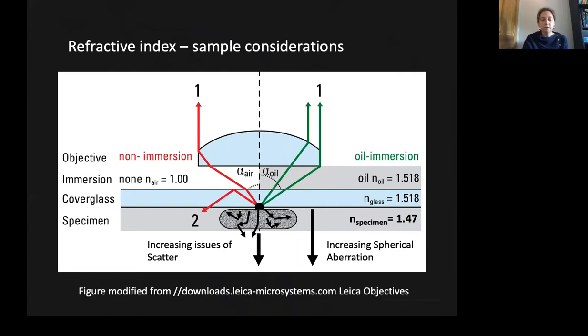The best way to reduce these aberrations is to be very careful about the refractive index of your sample. Both spherical aberration and lateral scattering can be corrected or partially corrected by adjusting the refractive index of your sample, also known as clearing. Spherical aberration can also be corrected or partially corrected by choosing an objective lens that uses an immersion media closer to that of your sample, such as water or silicone oil.